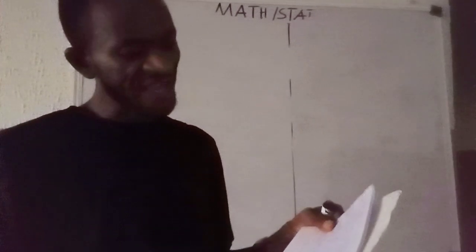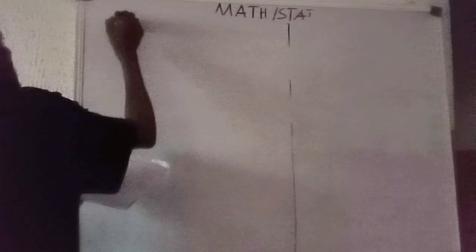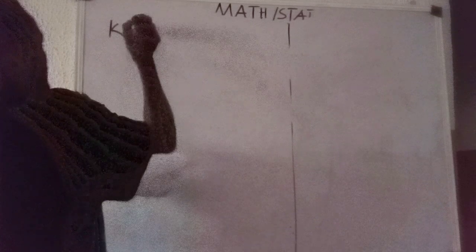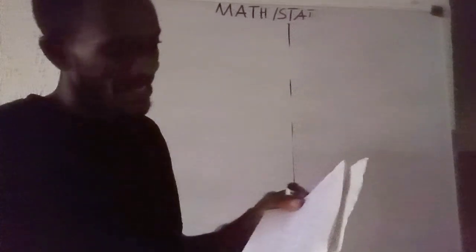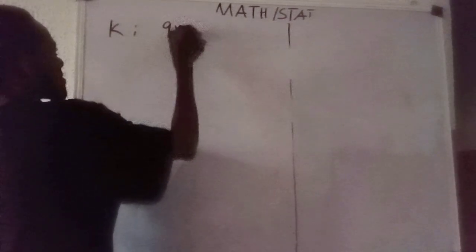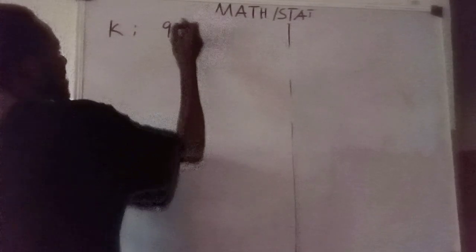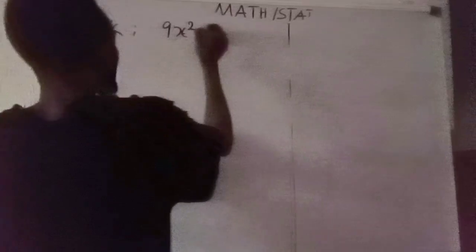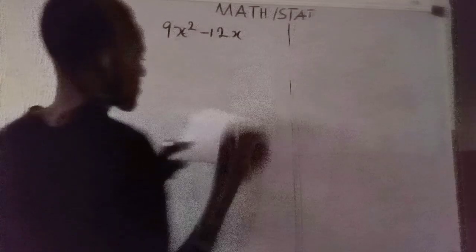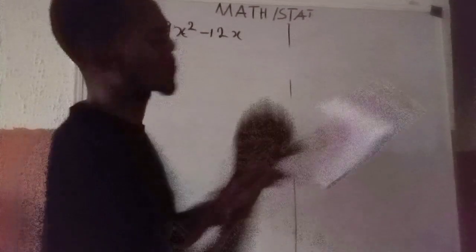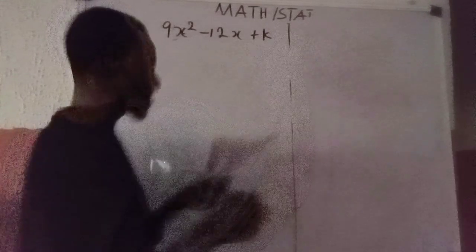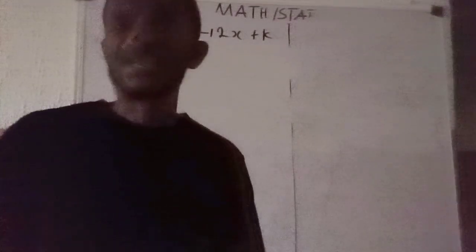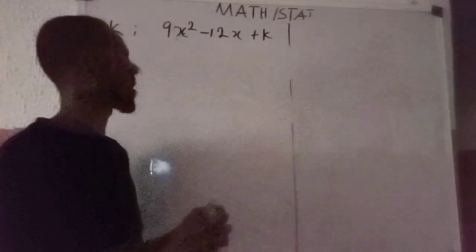They say find the value of k that makes the expression 9x squared minus 12x plus k a complete square.